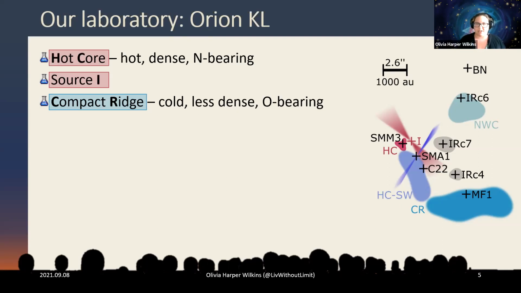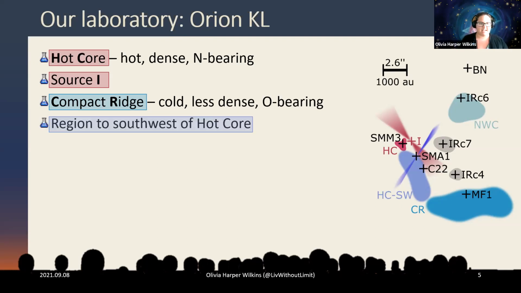And what has been observed in Orion KL and other massive protostellar environments is there seems to be some kind of chemical differentiation where nitrogen-bearing chemistry and oxygen-bearing chemistry don't always overlap, and they seem to trace different environments. So we see that in Orion KL, but I won't be talking about the compact ridge beyond this.